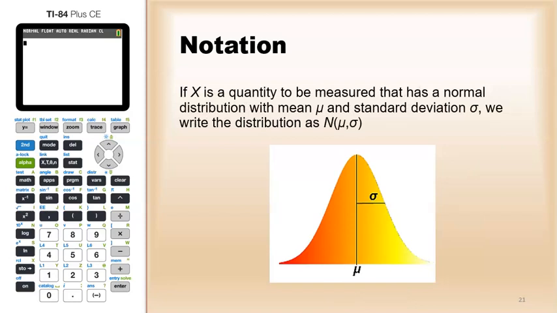So, if your variable x is a quantity to be measured that has a normal distribution with mean mu, standard deviation sigma, then we can write the distribution in notation as N for normal, then the mean, and then the standard deviation. And again, the mean represents the center of the graph. The standard deviation represents how wide the graph is.